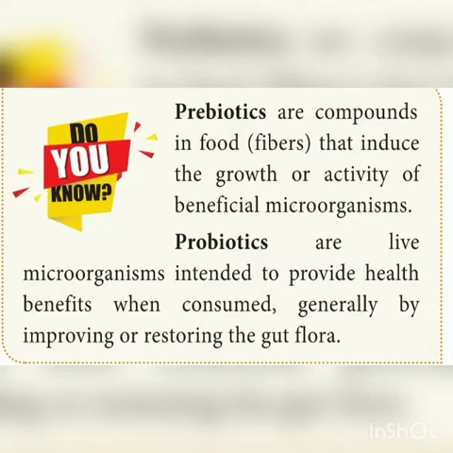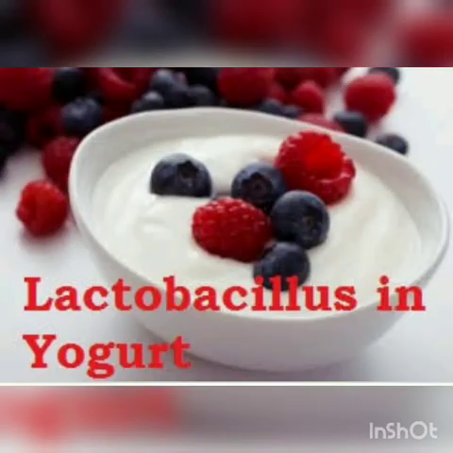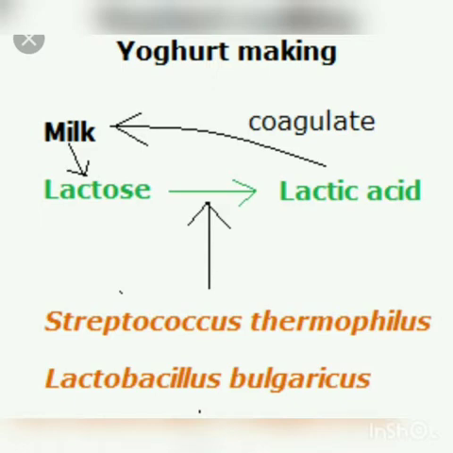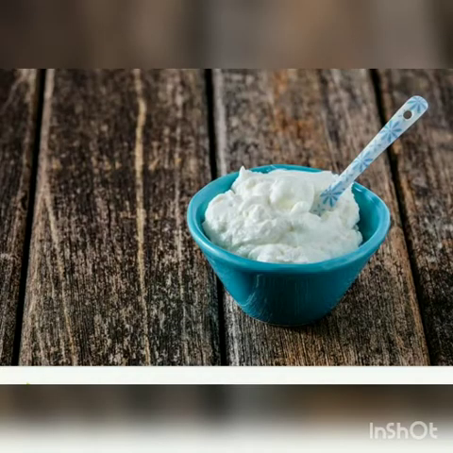That is called as probiotics. Yogurt. Yogurt is produced by bacterial fermentation of milk and lactic acid is produced as a byproduct. Microorganisms such as Streptococcus thermophilus and Lactobacillus bulgaricus coagulate the milk protein and convert the lactose in the milk to lactic acid. The flavor in yogurt is due to acetaldehyde.